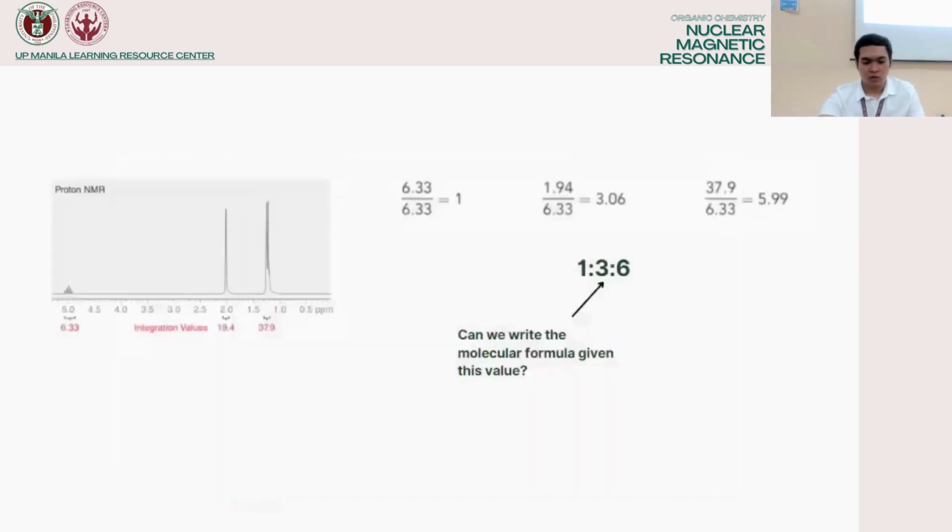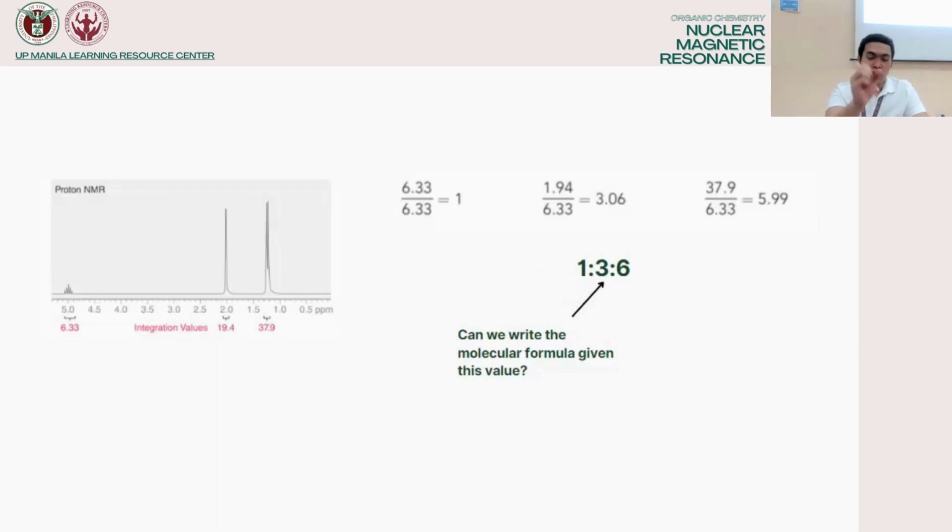It's easy. Let's discuss. 1 to 6. Just divide, and then of course, nearest integer, this is 3, this is 6. That's why the ratio is 1 to 3 to 6. Is this already the molecular formula? Or is it just empirical? It's empirical and at the same time molecular.